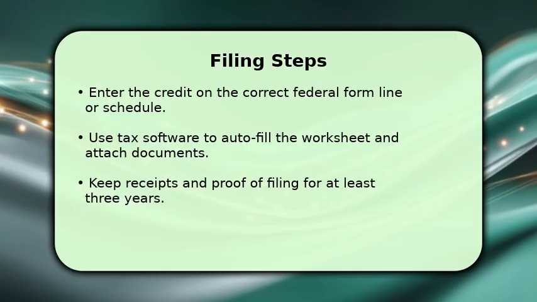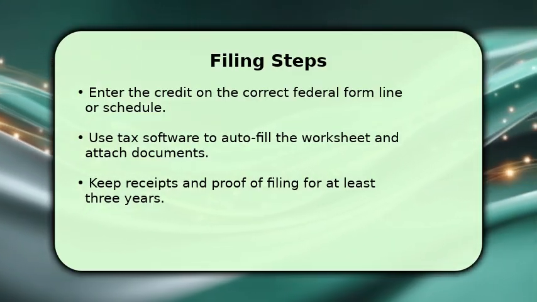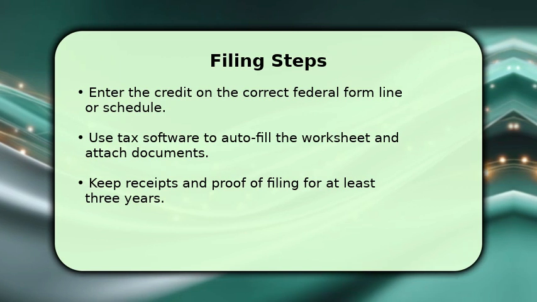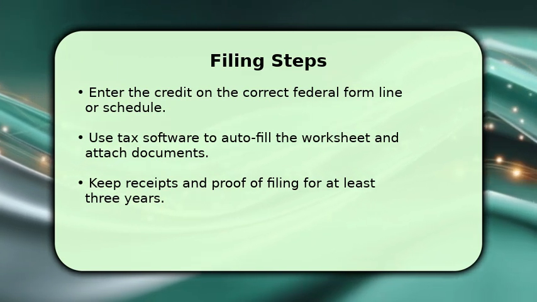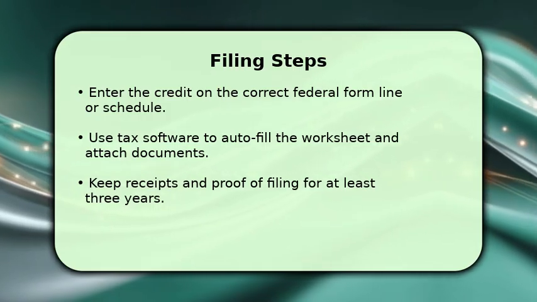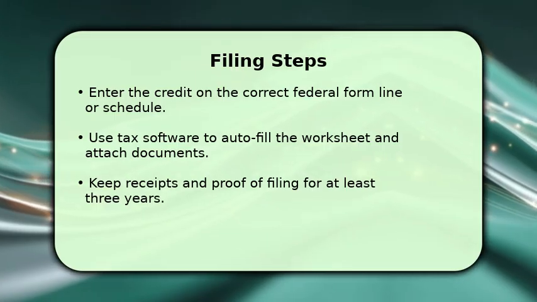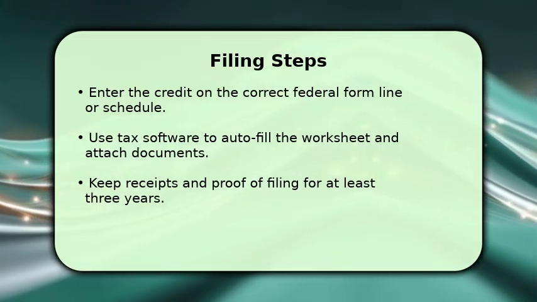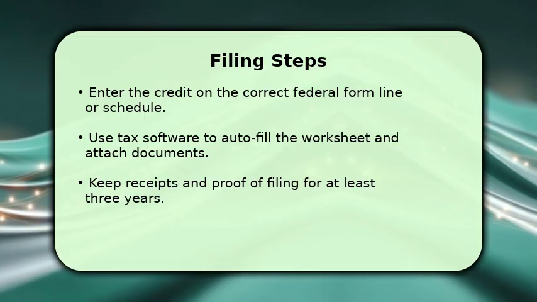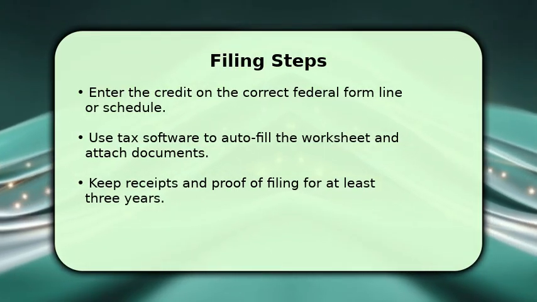Start by entering the calculated credit on the designated line of your federal tax form or the appropriate schedule, following form instructions precisely. If using software, select the credit and upload supporting documents when prompted, and verify the software fills the worksheet correctly. Mail paper returns with copies of receipts and forms, or e-file with attachments if allowed, and keep proof of filing and payment for at least 3 years.